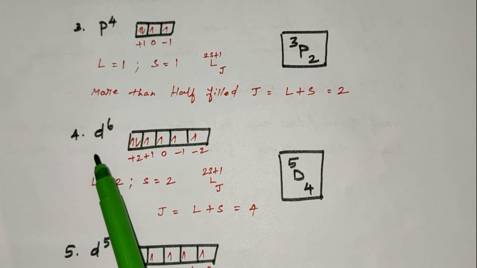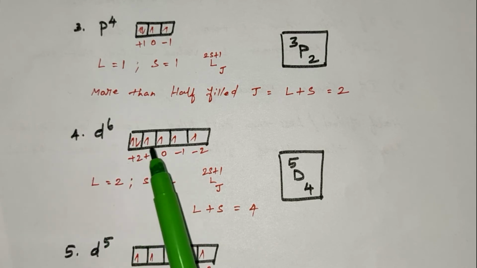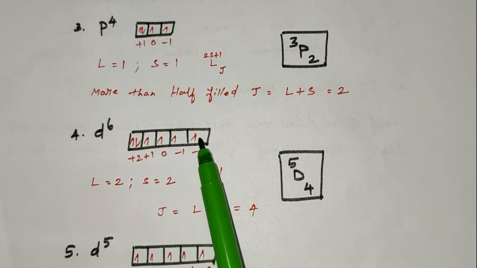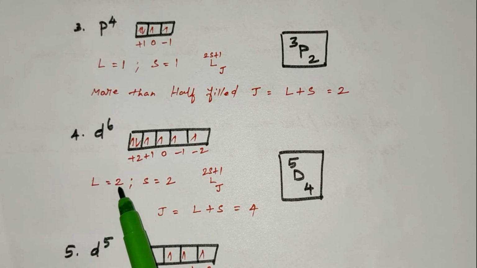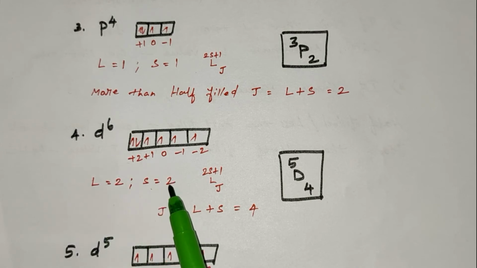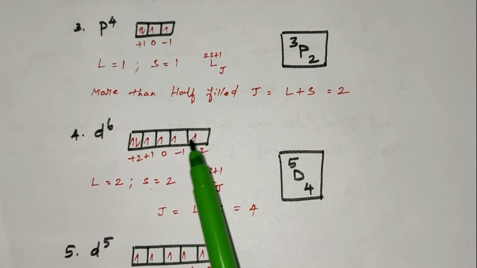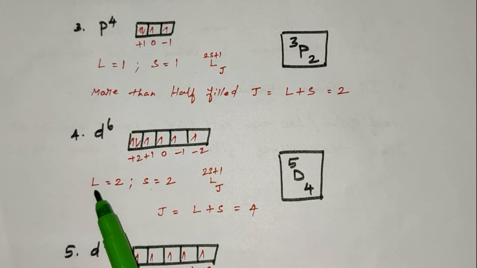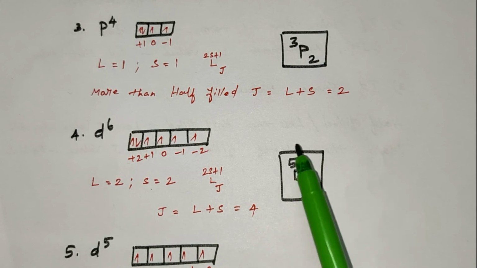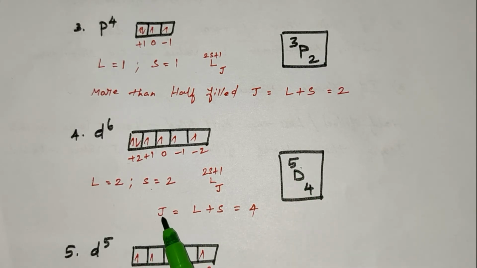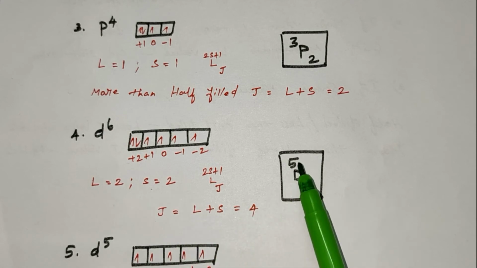This orbital is more than half filled. So the value of J is equal to L plus S. The electrons are filled as 1, 2, 3, 4, 5. The 6th electron is entered here. So the value of L will be calculated as 2. The value of S is equal to 2. J is equal to L plus S, that is equal to 4. So the term L is equal to 2. It will be written as D. 1, 2, 3, 4. 4 unpaired electrons are present. So the value of 2S plus 1 is equal to 5. J is equal to 4. So the term is written as 5D4.